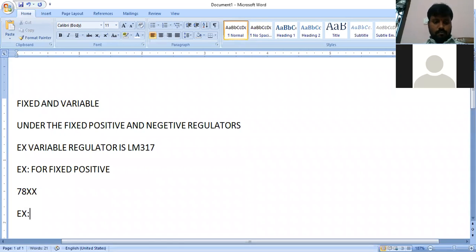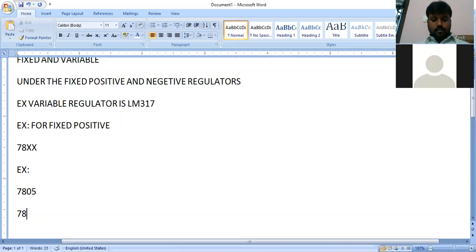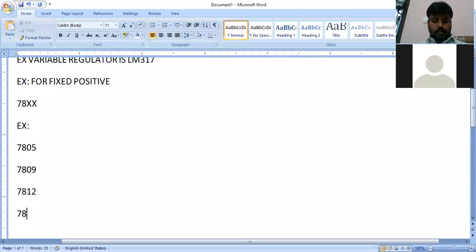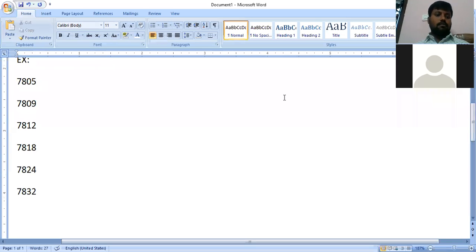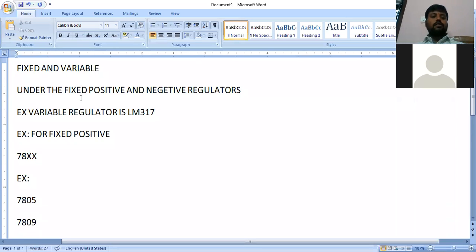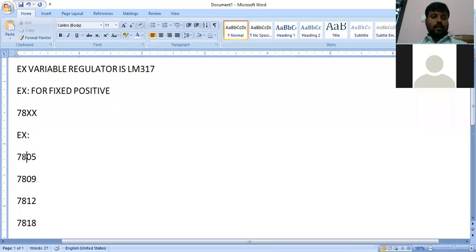Okay, so I'll give you examples now: 7805 and 7809, 7812, 7818, 7824, 7832. Means what it gives, what you understood from this. See, all the fixed positive regulators are starting from 78. If the starting letters 78 is there, means it is a positive voltage regulator.